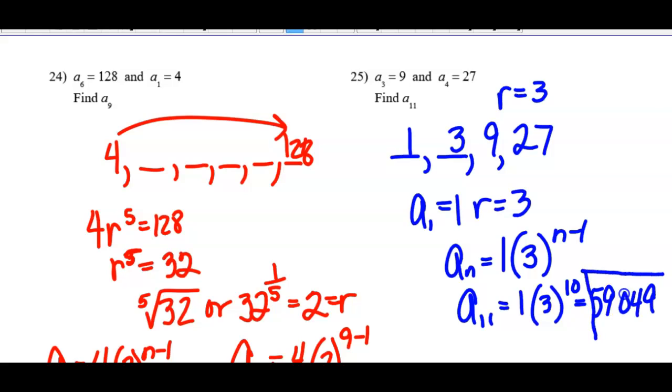Okay, so those are the notes and examples on geometric. Now do the practice.